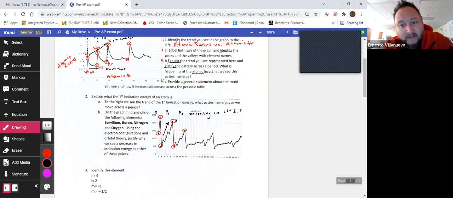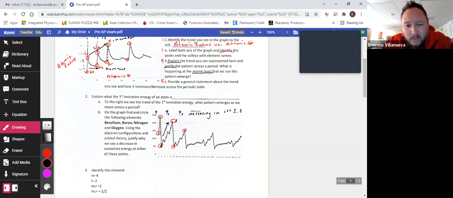Now, that's not going to be enough to give you full credit, but you have to be able to recognize if you're describing your trend as, well, it's a zigzaggy pattern that goes up and down, all you're doing is telling me what you're seeing on the graph. You need to tell me what it is that's happening with this periodic trend to show that you understand it.